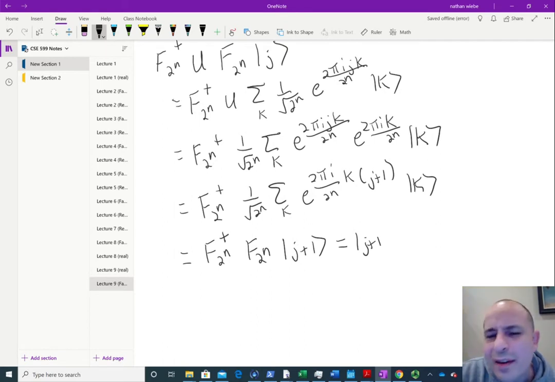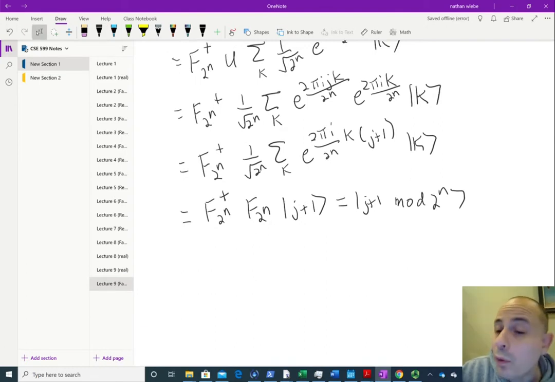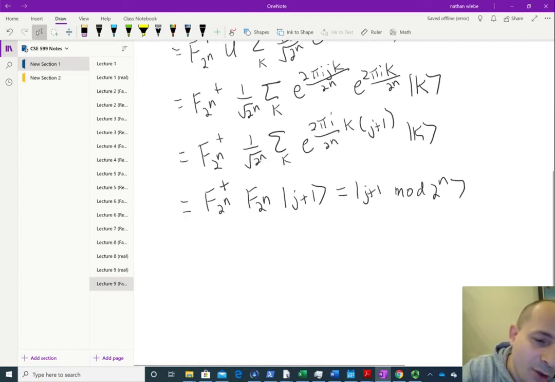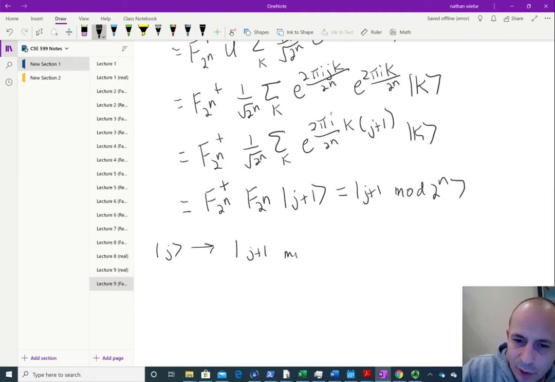Now note that there is one thing that I haven't fully described. If this j plus 1 ends up giving a value over here greater than 2 pi, then the phases will wrap around. And so this actually causes the adder to be modular. So technically speaking, it's j plus 1 mod 2 to the n that we end up getting out. Okay, great. So now, this gives us a modular incrementer, because a modular incrementer should take a value j and map that to j plus 1 mod 2 to the n.